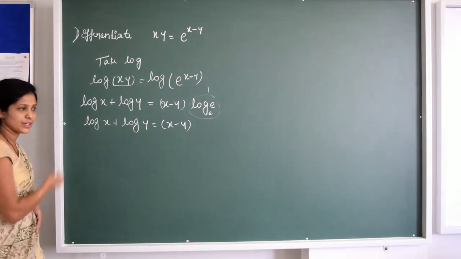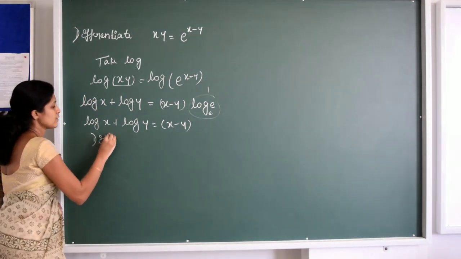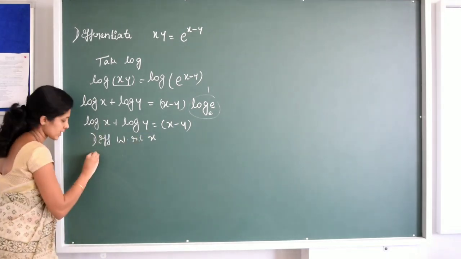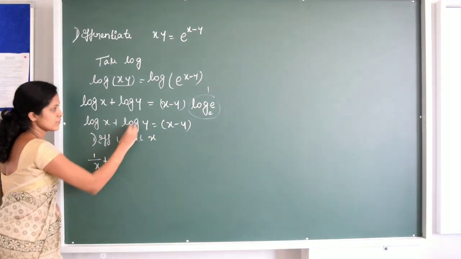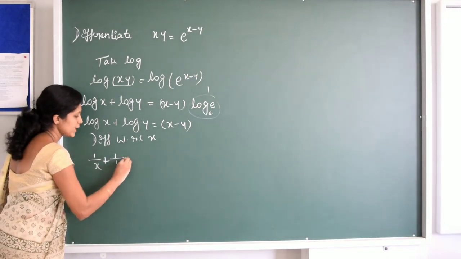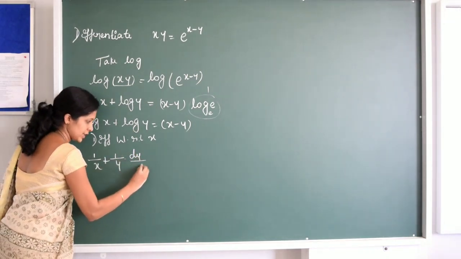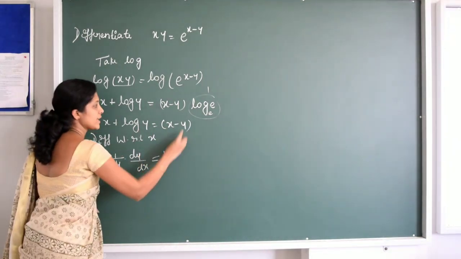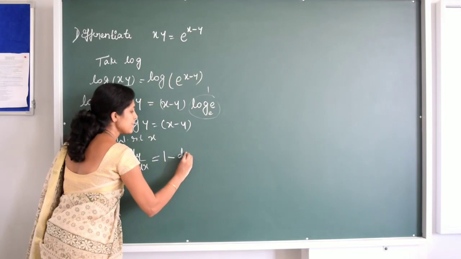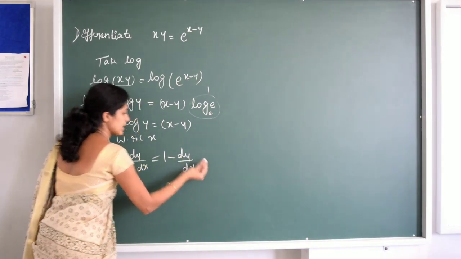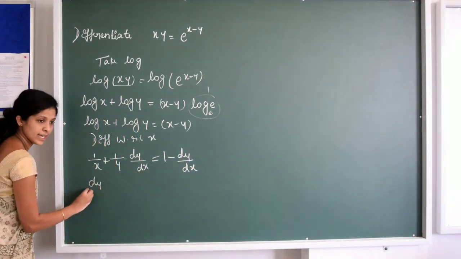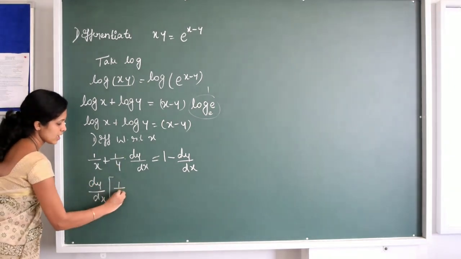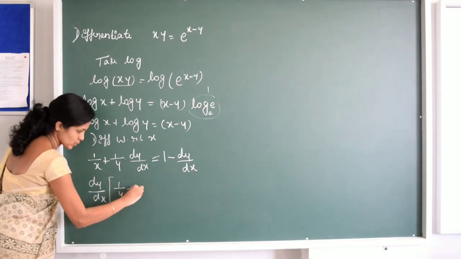Is it clear? Now we will differentiate this with respect to x. Differentiating with respect to x, the derivative of log x is 1 by x, plus the derivative of log y is 1 by y into dy by dx, is equal to the derivative of x, which is 1, minus the derivative of y, which is dy by dx. Now we will collect the terms in dy by dx. So dy by dx into, what is remaining? 1 by y is there, so it will be plus 1, right?